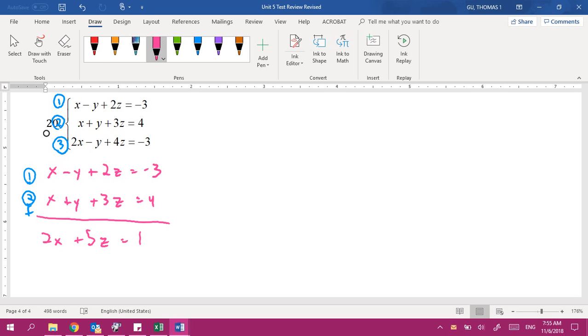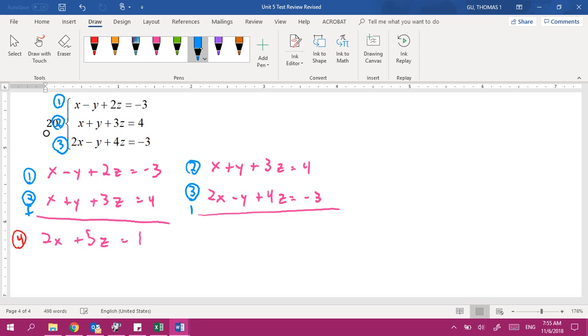That's right. Good. And this is going to be my new equation, so I'm going to label this as equation number 4, because we have 3 here this time. All right, so then my other pair is going to be equations 2 and 3. Equation 2, once again, x plus y plus 3z equals 4, and equation 3 was 2x minus y plus 4z equals negative 3. Will these eliminate when I add them right away? Yes, they will. So what's my new equation when I add these two equations together? 3x plus 7z equals 1. Very good. So this is going to be equation number 5.